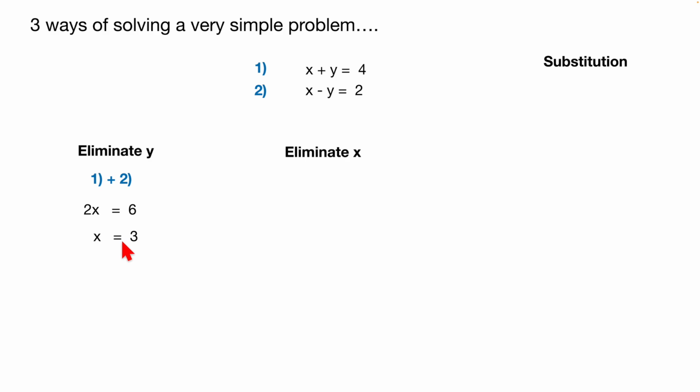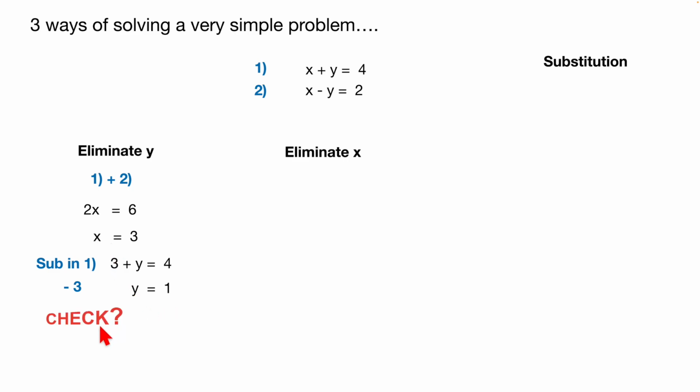We're halfway there now, and we can use this. We can substitute our knowledge of x equaling 3 into either of these equations. We can just pick quickly. Substitute into 1. The original equation is x plus y equals 4. We know x is 3, so it's 3 plus y equals 4. Subtract 3 from both sides, we get y equals 1. So there is our answer. X equals 3, y equals 1.